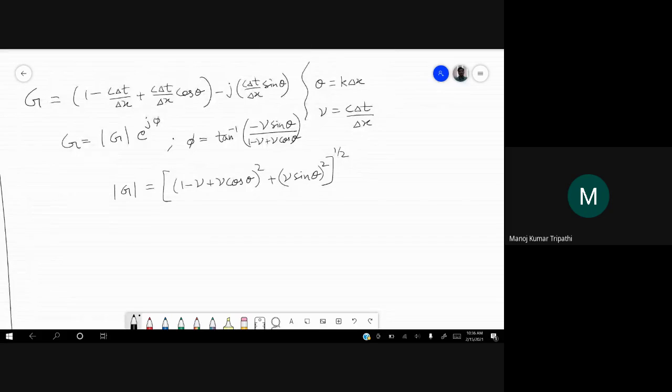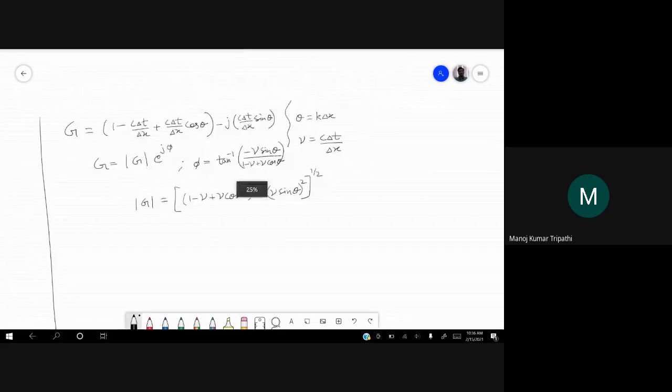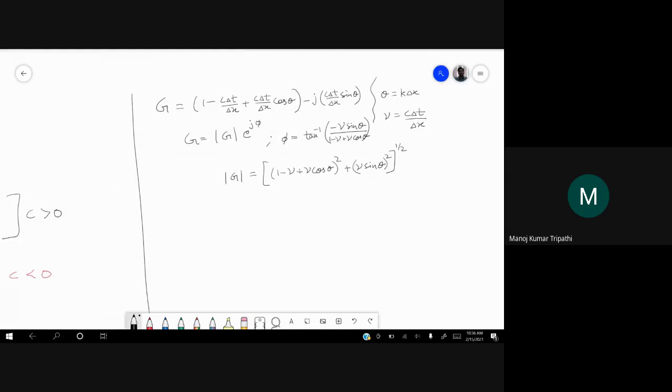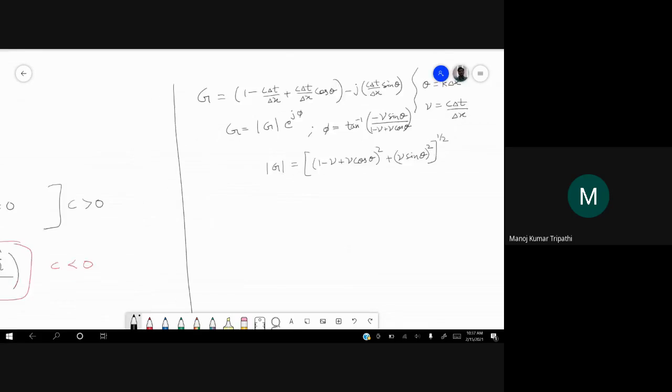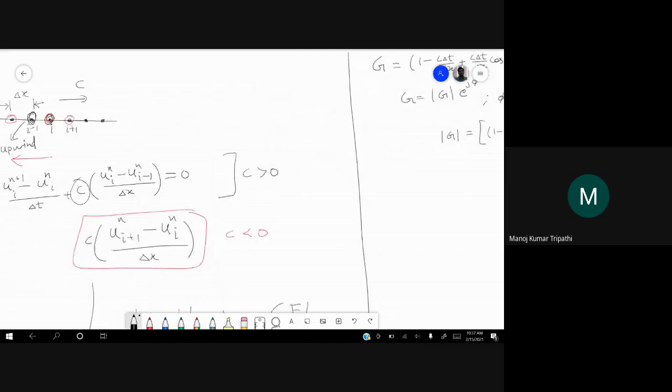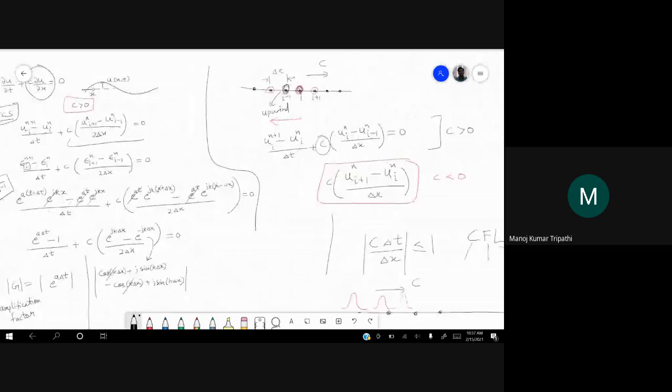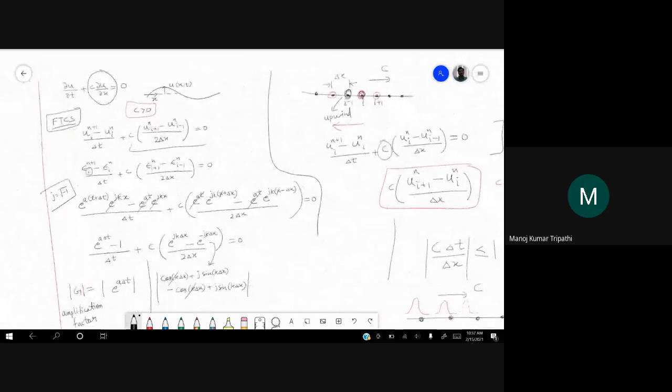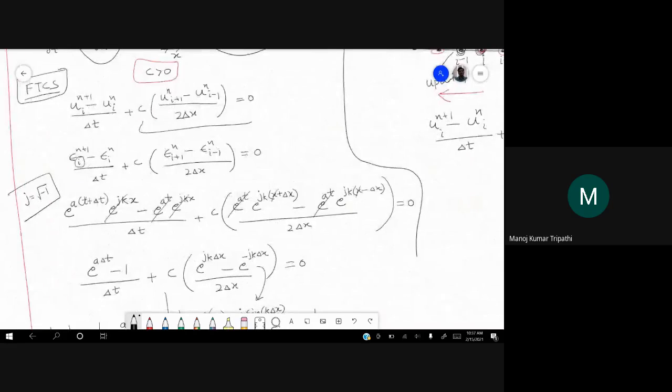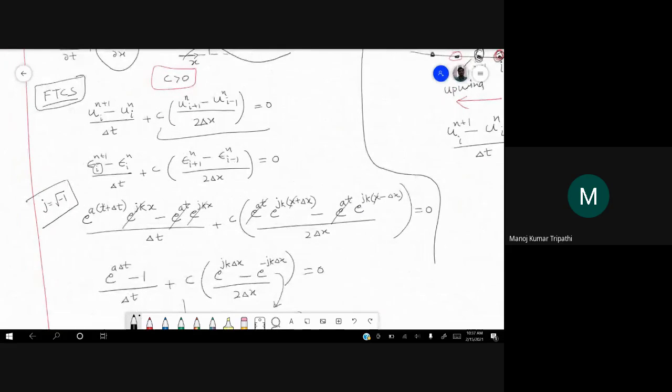Now there are more things we can do with this G, which is not related to stability as such. So you notice that what we said here is that the error satisfies this equation, as well as the difference equation solution, that is U, also satisfies the same equation.